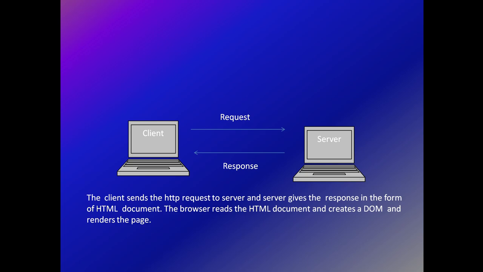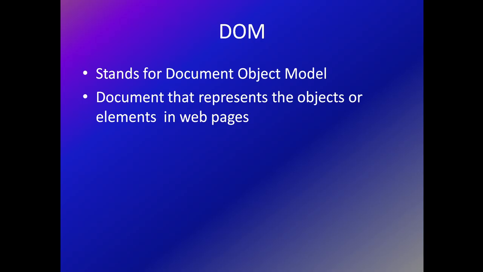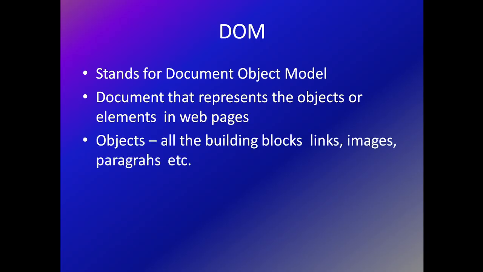So the next term is DOM. What is DOM? DOM means Document Object Model. Document represents the objects or the elements in the web pages. Objects means all the building blocks: links, images, paragraphs, all the things that you see on the web page. All these are called the DOM. So these are some of the basic terms that you will be learning in HTML. Let's see in the next part.